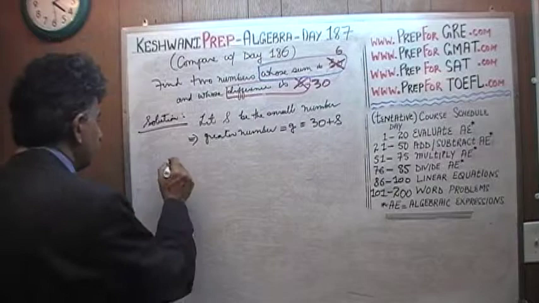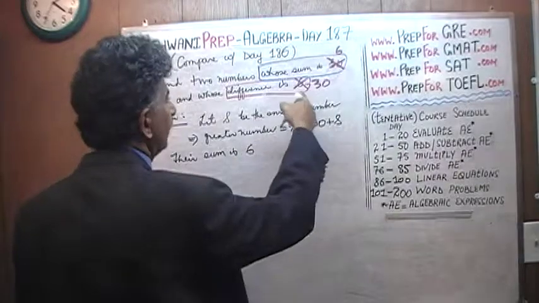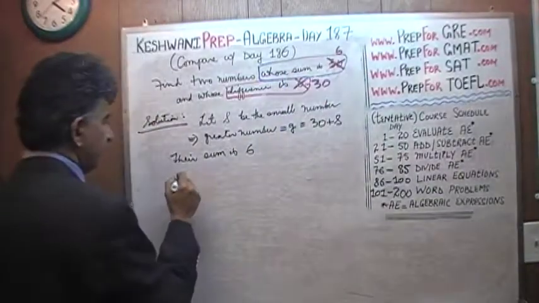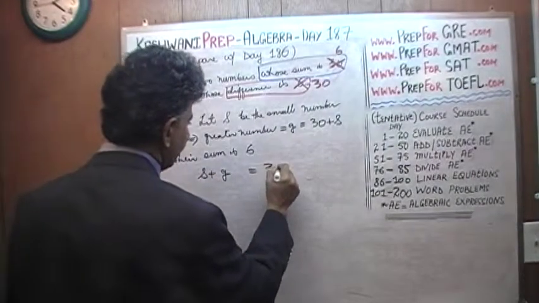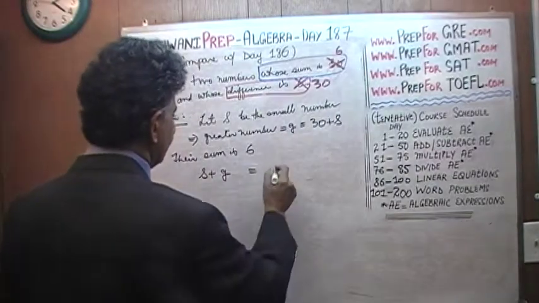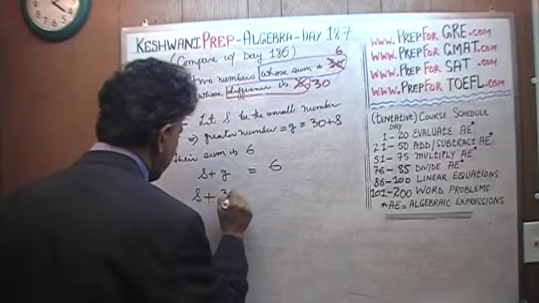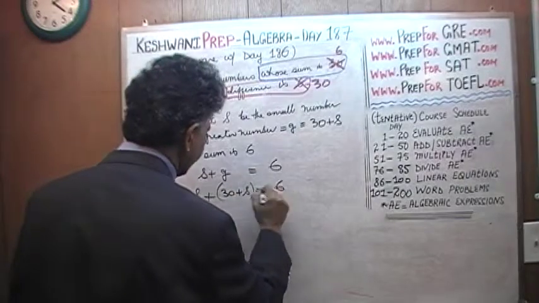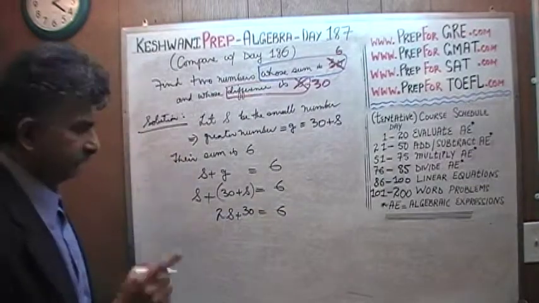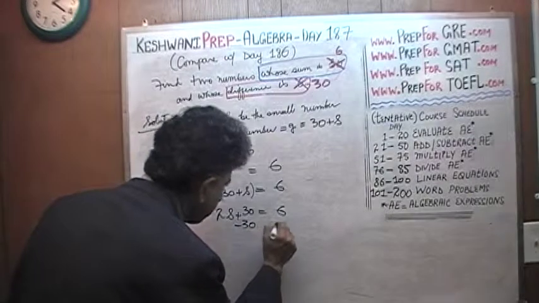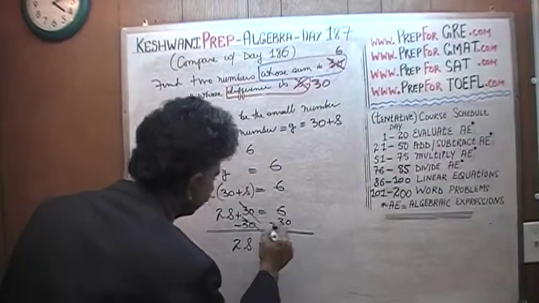Now we are told that their sum is 6. So let's write that in the equation. We have the small number plus the greater number, and their sum equals 6. The small number is S, the greater number is 30 plus S, and that equals 6. S plus S is 2 S's, plus 30 equals 6. Let's subtract 30 from both sides, and we end up with 2 S's equals 6 minus 30.